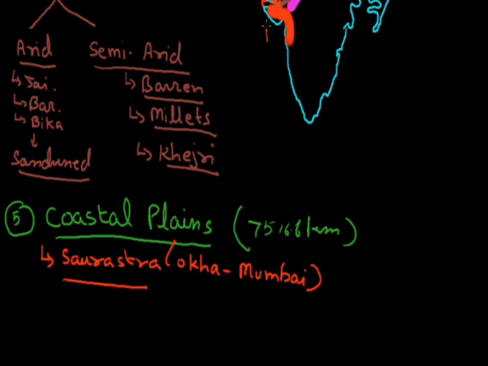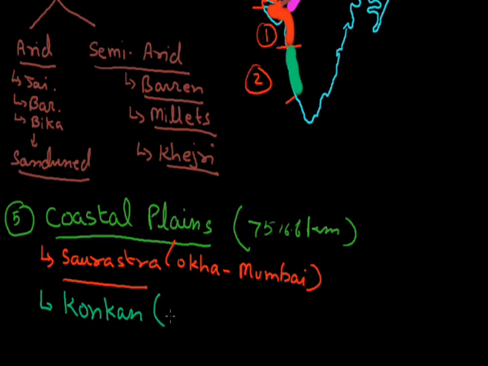Now the second coastal plain, which is from Mumbai to Mangalore, is called the Konkan coast. It is from Mumbai to Mangalore. The southern Maharashtra coastal plain, the whole of Goa and the northern Karnataka coast come in this region.